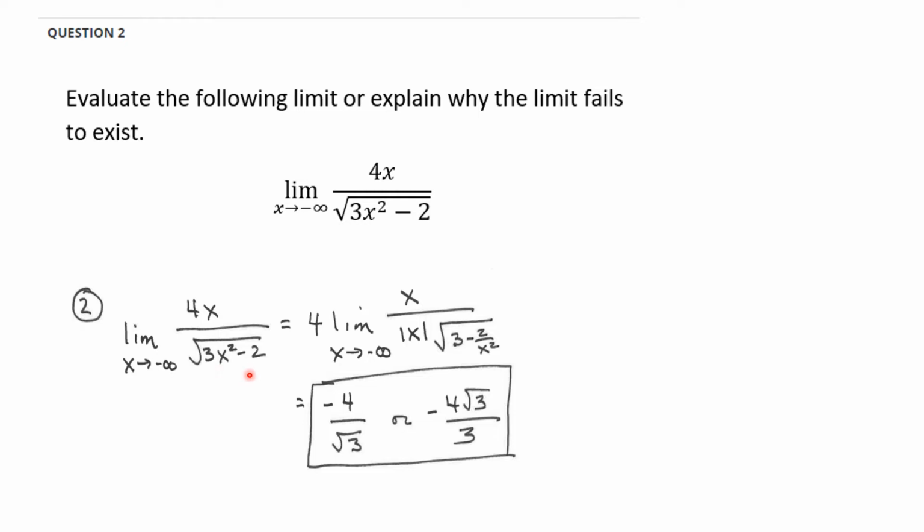Now the square root of x squared, of course, as discussed, is the absolute value of x. So this is x over the absolute value of x, and when x tends to minus infinity, this is going to be negative. So there is a negative in your answer. And down here, 3 minus 2 over x squared is going to be just the square root of 3. So the answer was negative 4 over the square root of 3, or it could have been written differently.